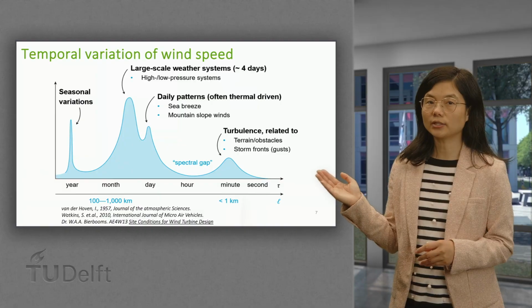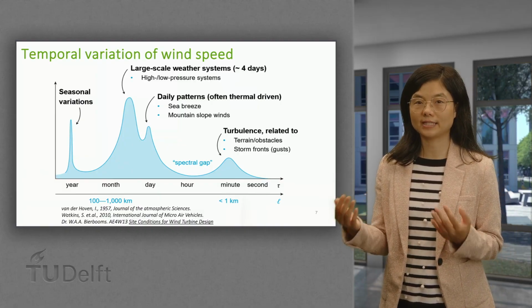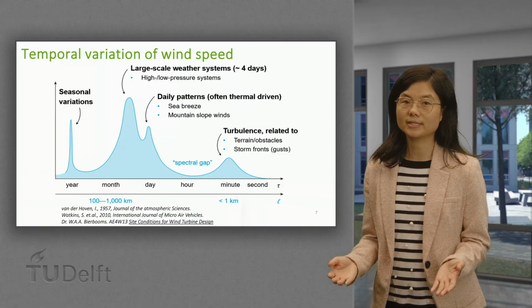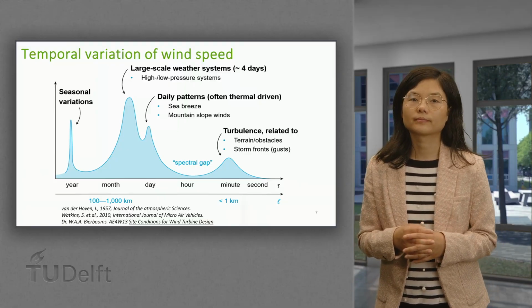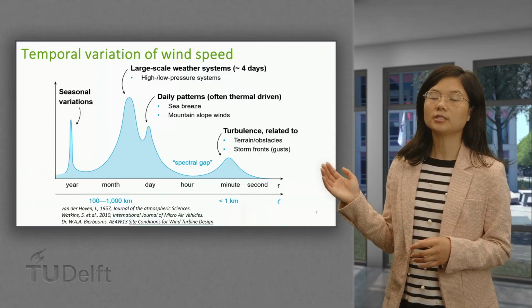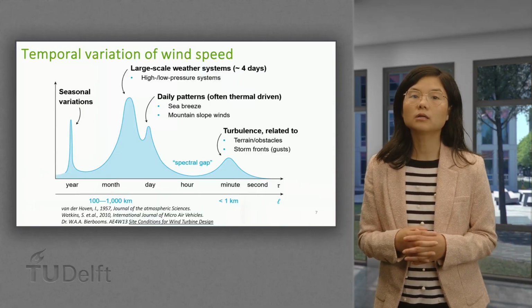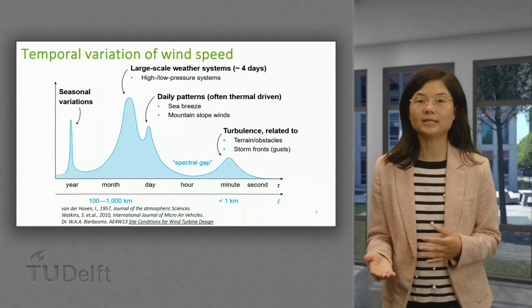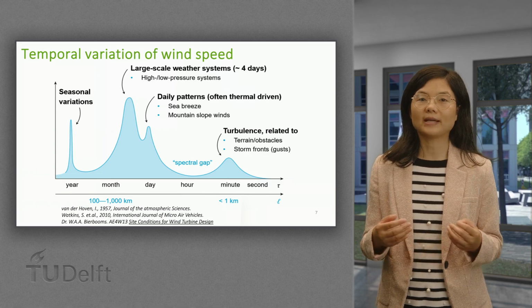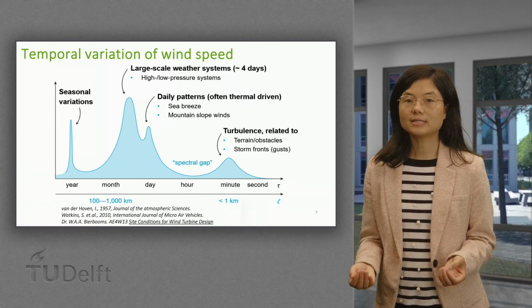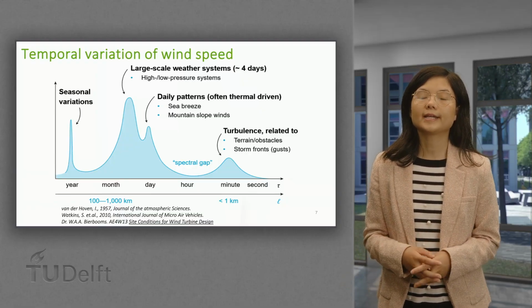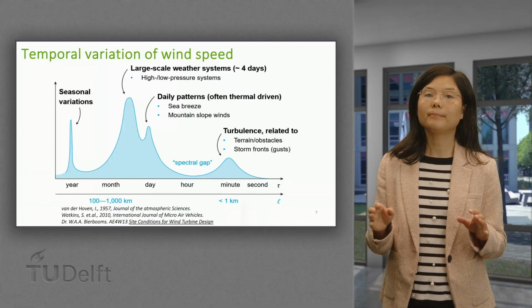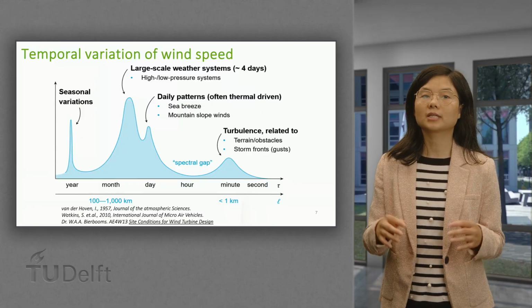Daily variations are due to local effects like sea breezes and mountain winds caused by the day-night heating cycle. Short-term fluctuations or turbulence occur over seconds to minutes, and are influenced by terrain, buildings, surface heating, etc. They cover spatial scales from millimeters to about kilometers.